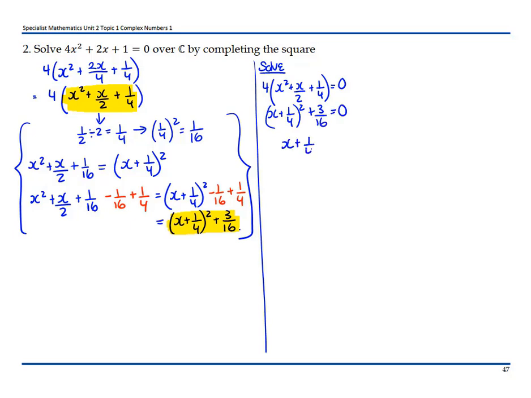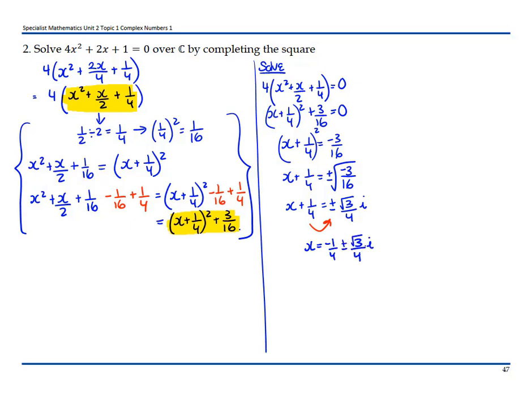x plus 1 over 4 all squared equals negative 3 over 16. So x plus 1 over 4 equals plus or minus the square root of negative 3 over 16. So now I have x plus 1 over 4 equals plus or minus the square root of 3 over 4i. I need to take that quarter across. So I have x equals minus a quarter plus or minus the square root of 3 over 4i.